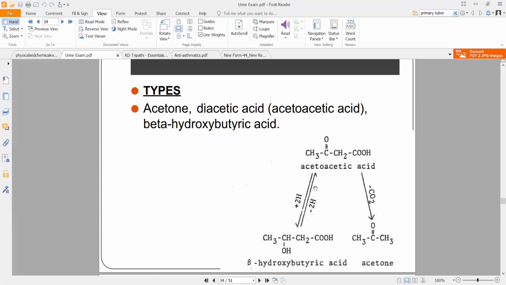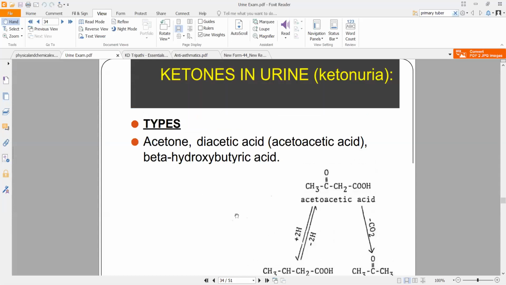Okay, if a particular pH is there in which acetone can be stable, all of the ketones in your urine will convert into acetone. Or if you have a particular condition where acetoacetic acid can persist or be stored, that is when all the ketones in your urine will be converted into acetoacetic acid. That is why it is an interchangeable reaction. All right, these three are the main ones that you will see in urine.